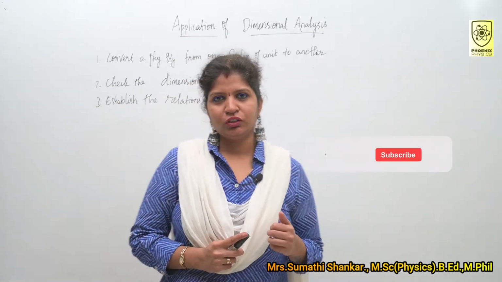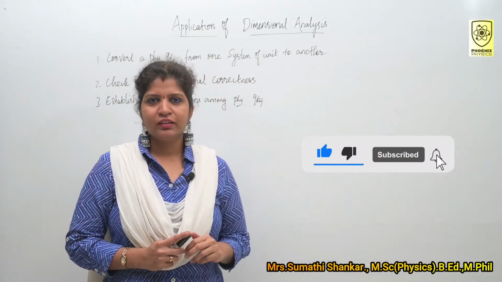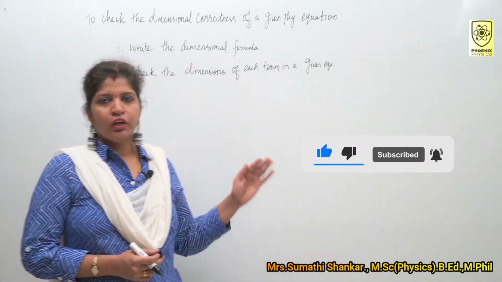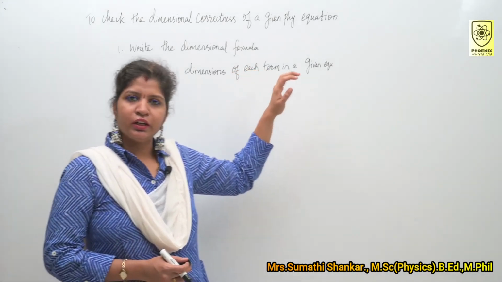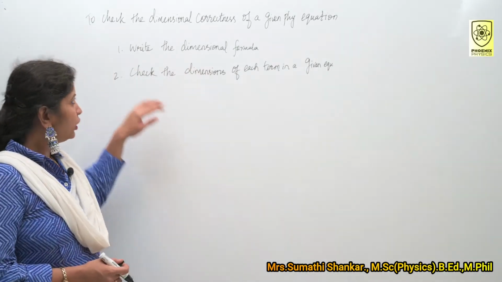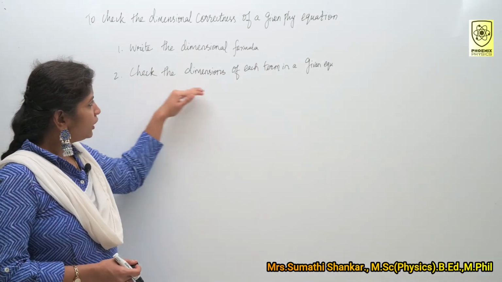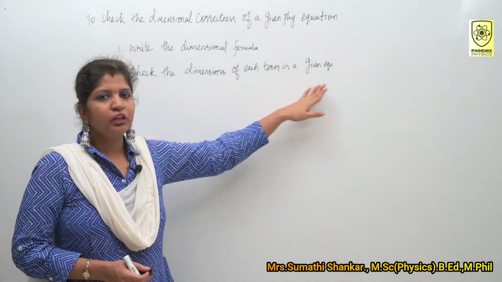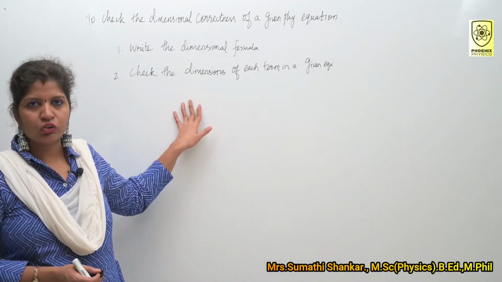Today we are going to learn application of dimensional analysis. Our second application is to check the dimensional correctness of a given physical equation. Here also there are two steps. First step, you write the dimensional formula. Second step, check the dimension of each term in a given equation. So there are two steps in this application also.